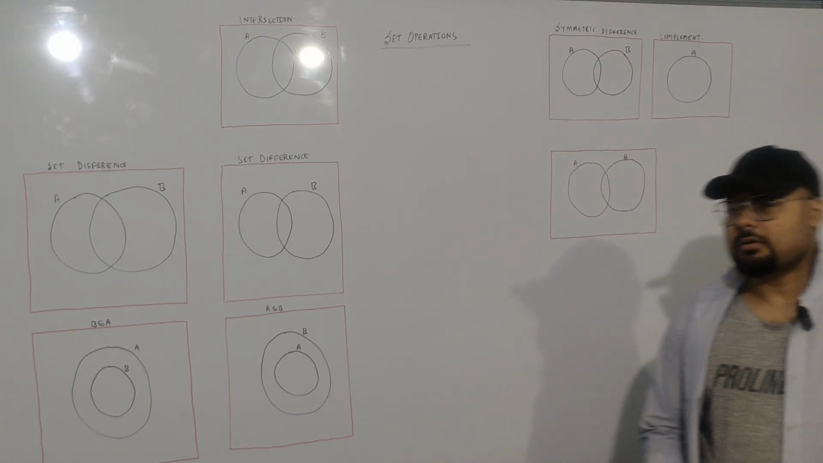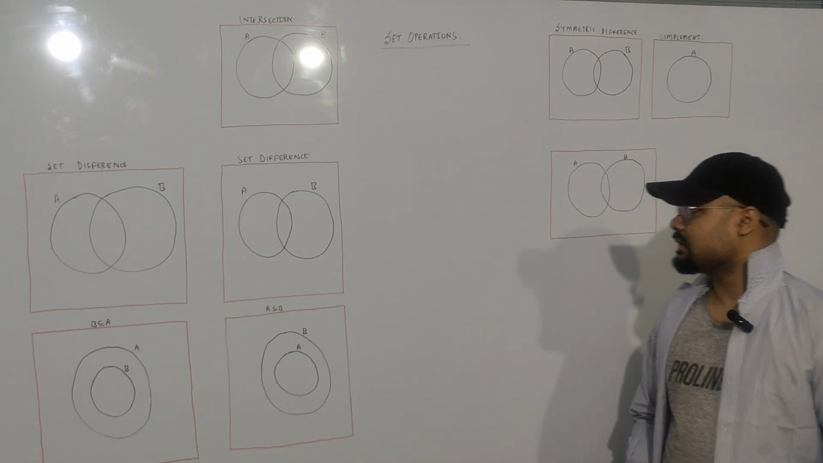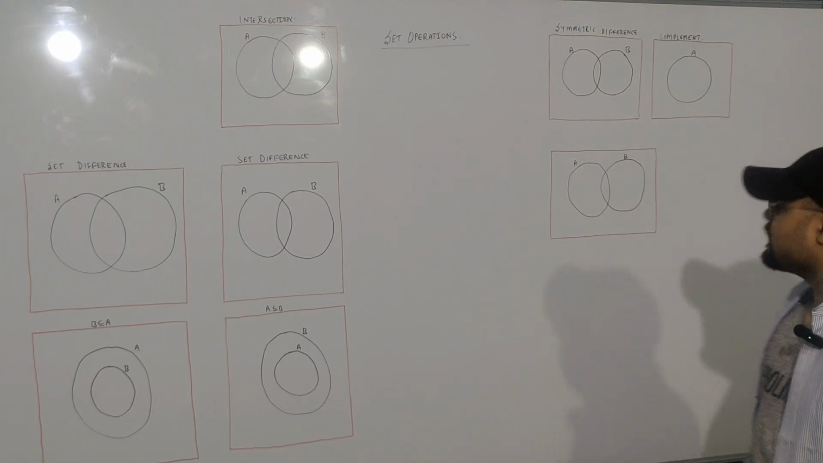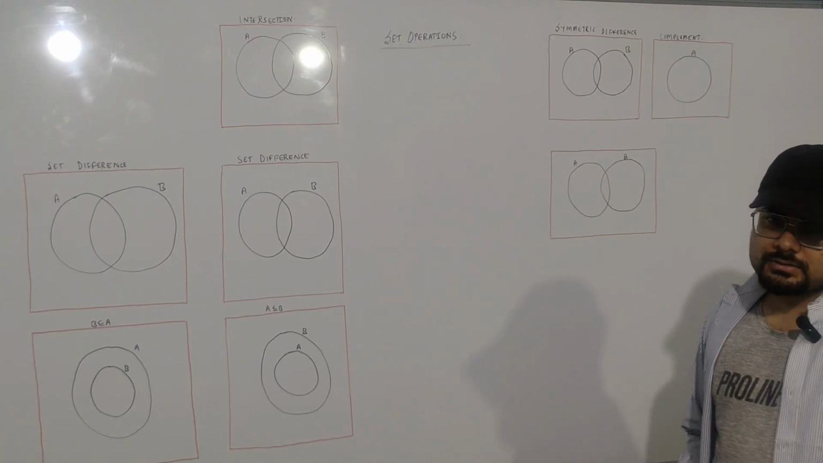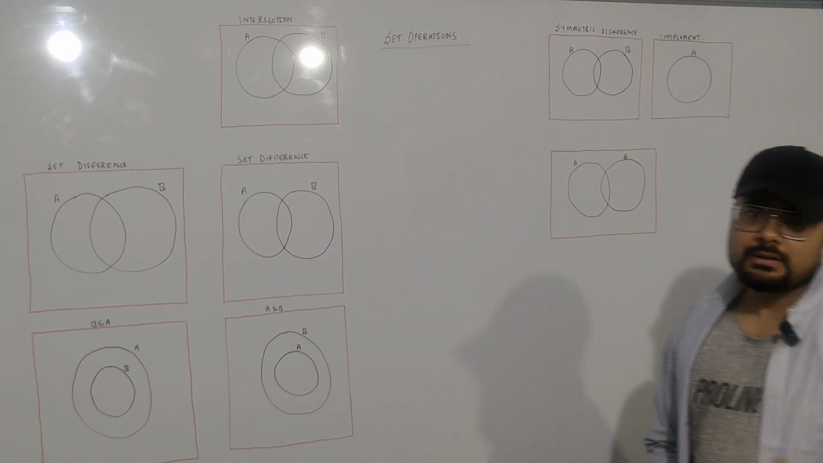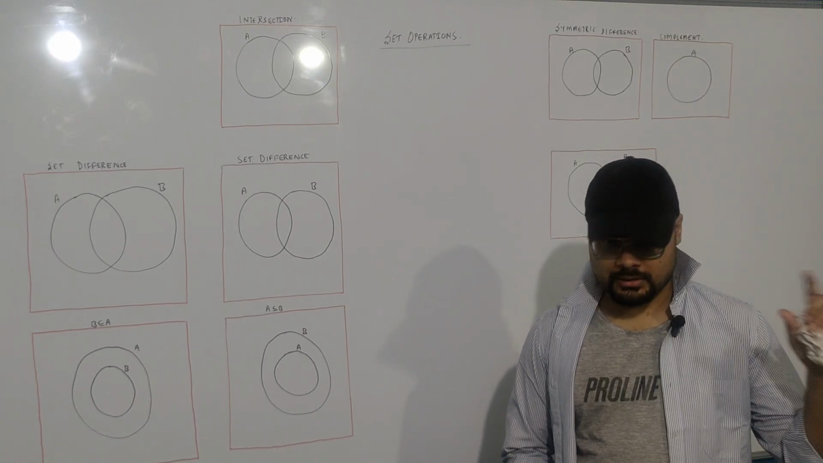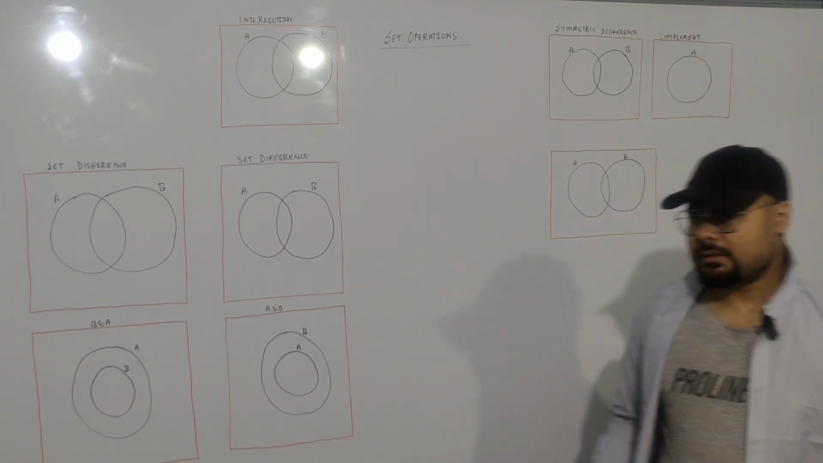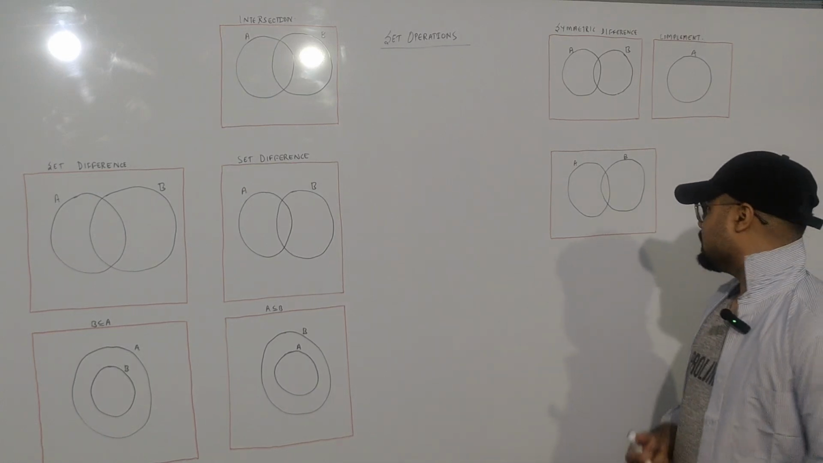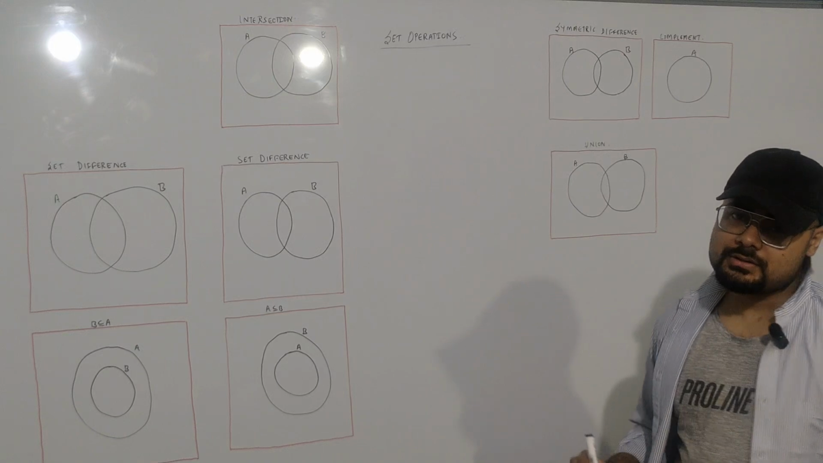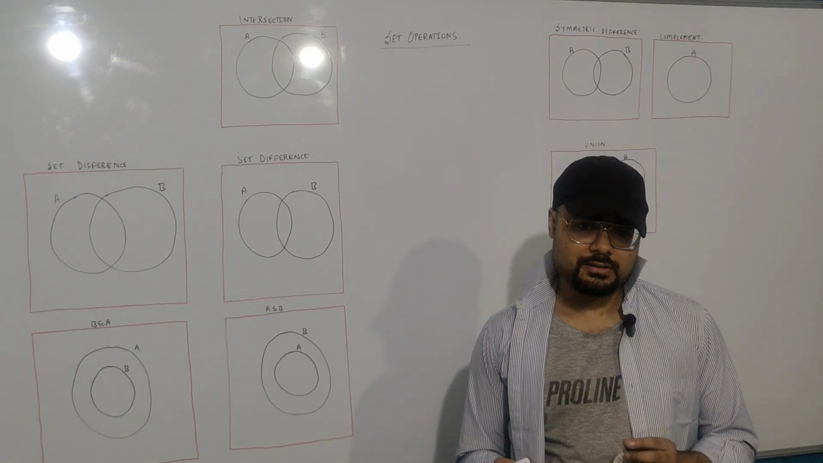Hi. Now we will look into different set operations like union, intersection, set difference, symmetric difference, and complement. Some of these operators are binary operators, except one, which is complement. Complement is a unary operator, meaning the operator is applied on a single set. But other operators like intersection, union, set difference or symmetric difference are binary because they are applied on two different sets.